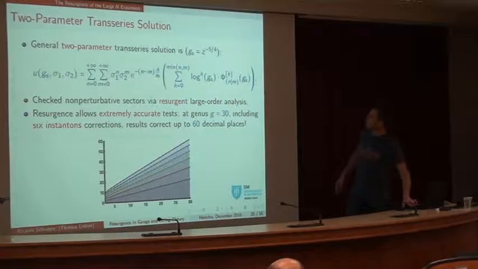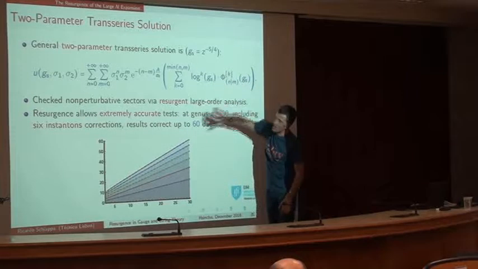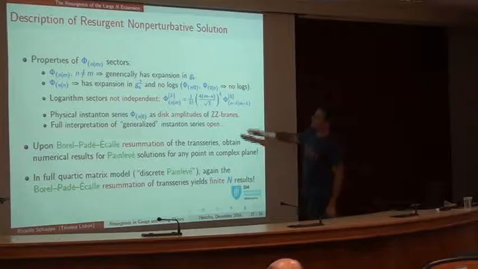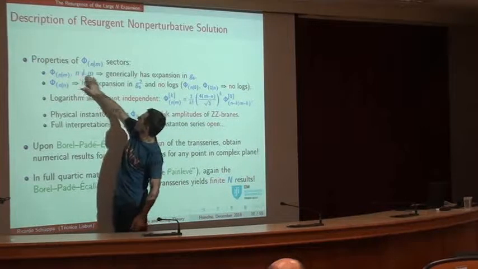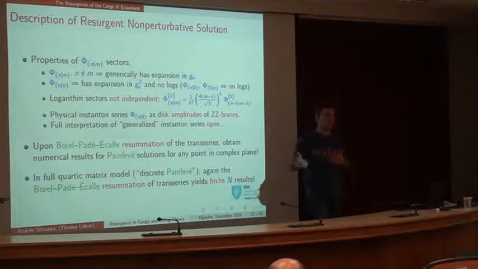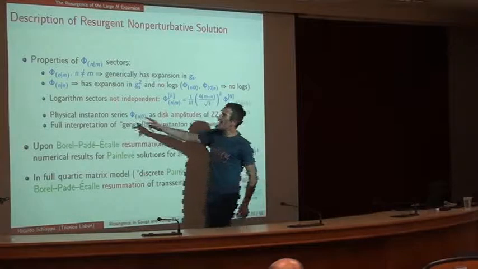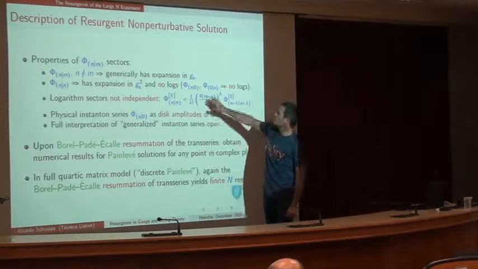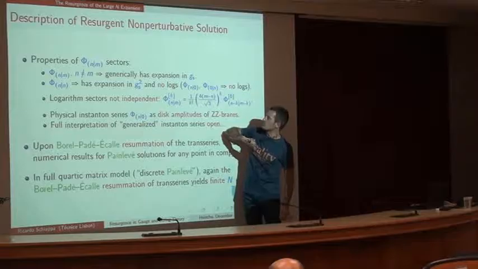So remember that the Painlevé series looked like that. It has all these sectors here, the phi and m k's. What properties do they have? Well, when n is different from m, the nm sectors have a generic plane expansion in g string, which means that they're associated to some sort of open string sector. When n is equal to m, we have an expansion in g string squared. There in particular are no logs. Also, the n/0 and the 0/n sectors have no logs.